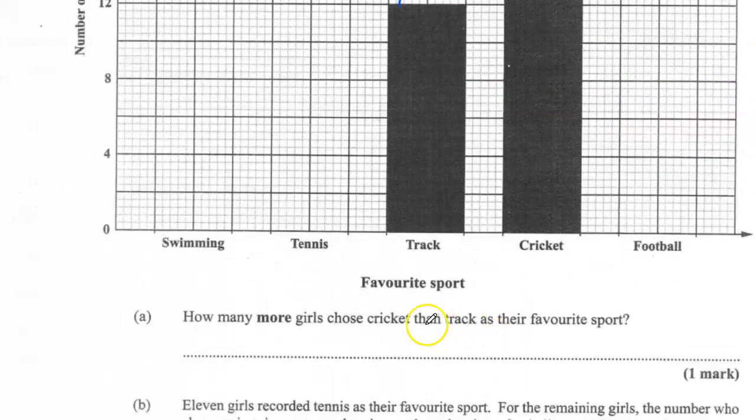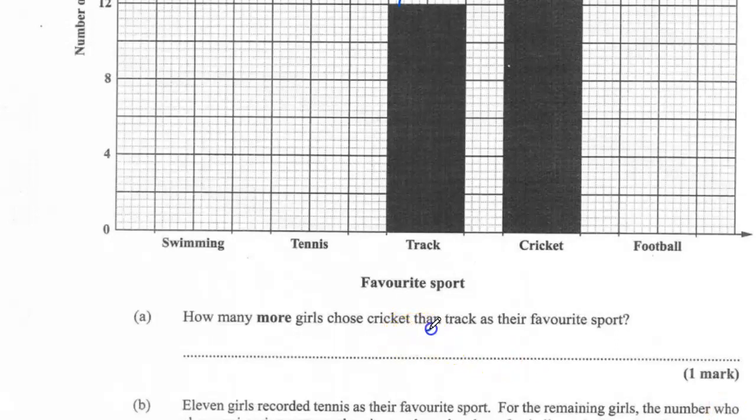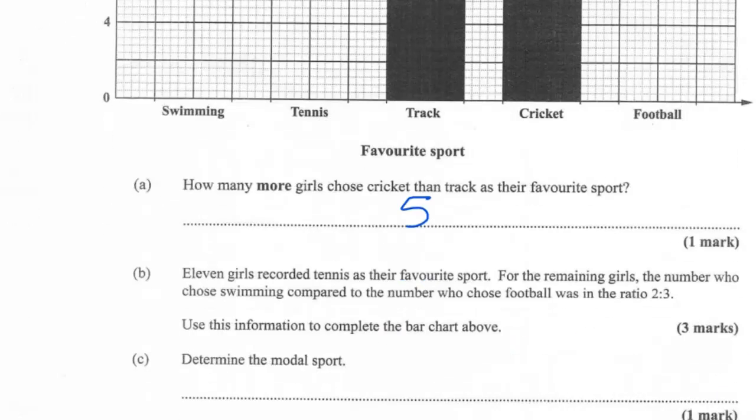Let's see what they're asking us. How many more girls choose cricket than track as their favorite sport? That's the difference, so 17 take away 12. So 5 more chose cricket, right? 5 more chose cricket.